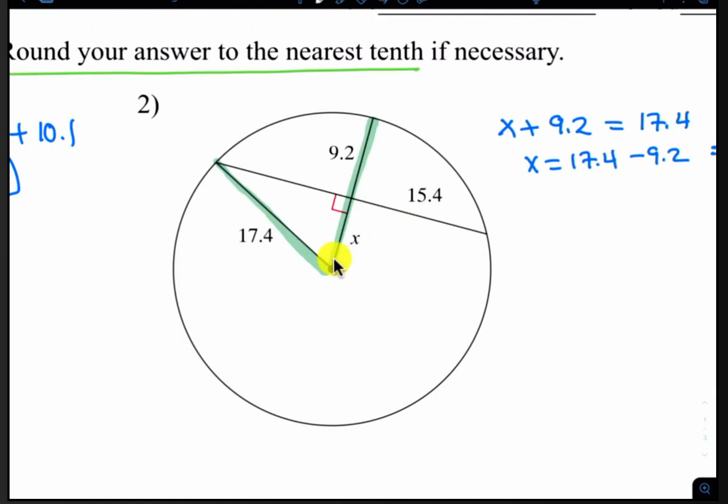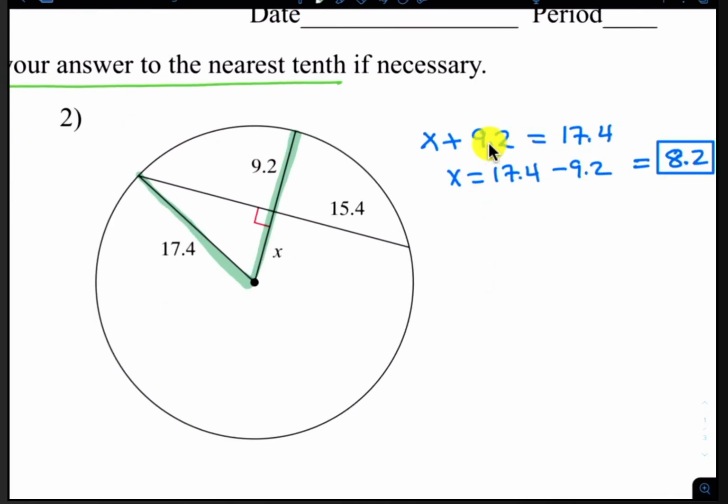In question number 2, we have a radius that goes from the center over to the edge, and that's 17.4. We have another radius that includes the X and the 9.2 added together. So these two radii are equal. The radius here, which is X plus 9.2, has to equal the other radius of 17.4. So that's our equation. X plus 9.2 has to equal 17.4, and then X will be 17.4 minus 9.2, so X is 8.2.